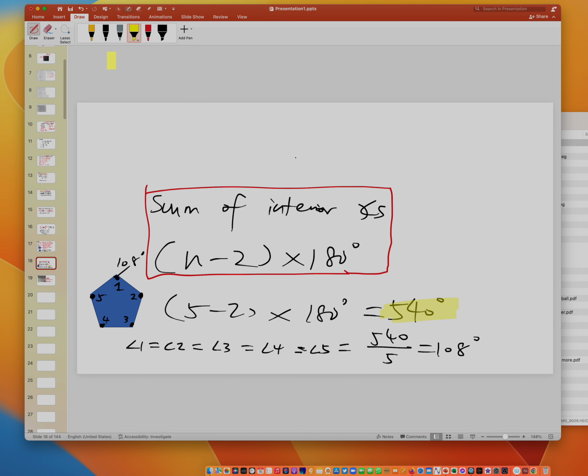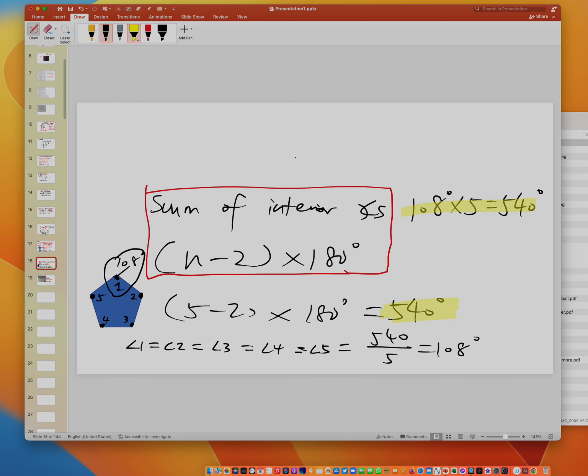So now, I give you one of them is 108, right? How do you find the sum if I give you one of them is 108? You use 108. How many of them? 5. So you times 5, and you should get 540 also. So there are two ways to find the sum of interior angles. You can either use the formula, or you can take one of the angles times 5 of them. In this case, it's 5-sided.